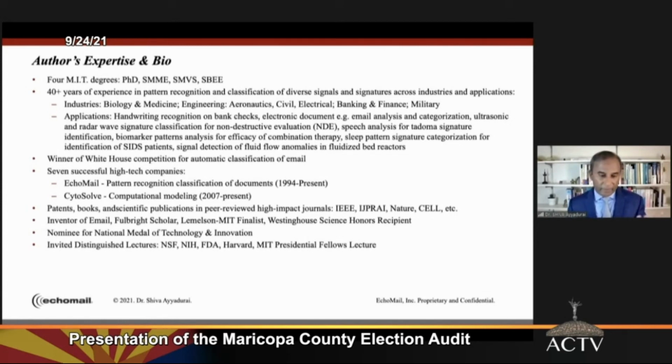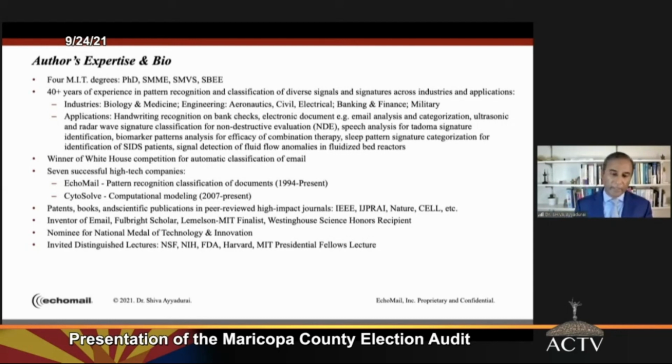I've written a number of patents, books. Anyone who wants to can go to vashiva.com and look at my biography over there. I've published in the leading journals in the world. Nature Neuroscience is one of the eminent journals in the world. Cell, Biophysical Journal, IEEE. These are high impact peer reviewed journals. The US Copyright Office delivered me the first copyright for the invention of email.